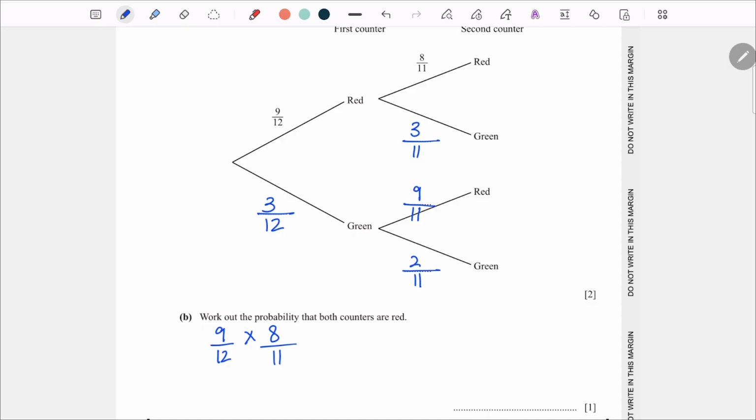Basically, when we say 2 red counters are being taken, we say red and red. And when the term 'and' is present, we always use a multiplication sign. If you're using the word 'or', we'll use the addition sign. So for 'and', we use multiplication. For 'or', we'll use addition. When we multiply 9 over 12 multiplied by 8 divided by 11, the simplified form would be 6 divided by 11.